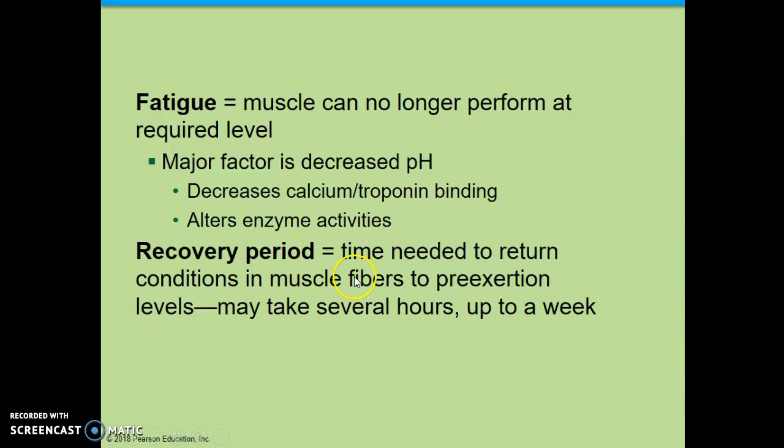So the recovery period is the time needed to return back to normal, back to pre-exertion levels, and that may take quite some time.